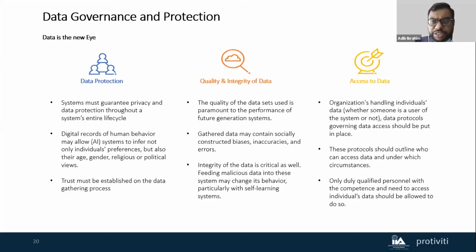The third dimension is around access to data. How do we monitor and control the data that organizations handling individuals' data hold? And again, one of my strong principles is, we do not have to wait for regulations to come in. This can be put in place even before regulations come in, in each of your respective organizations.